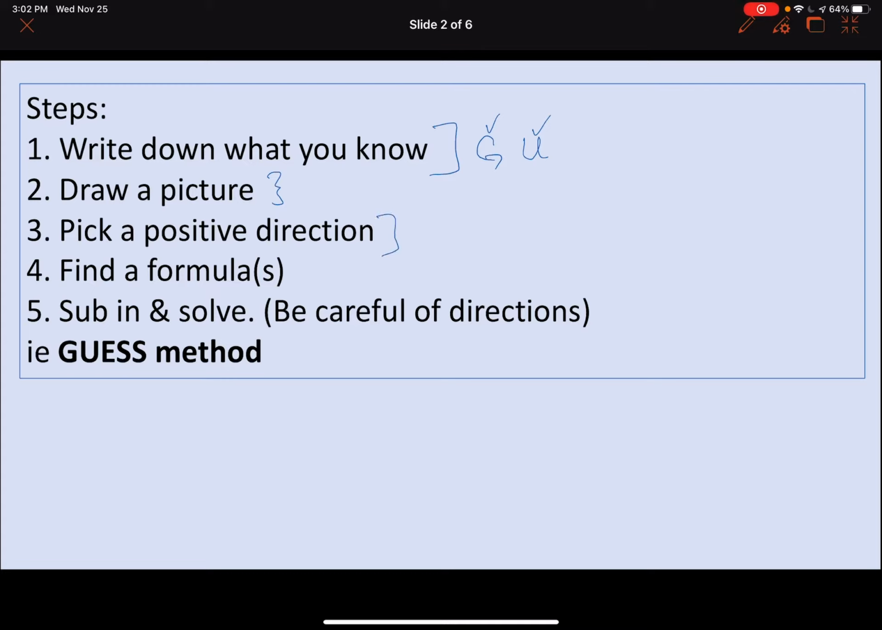We're going to choose an equation. So here's the E. This is the GUESS method that I'm kind of building up here, right? Then we're going to sub in and we're going to solve, and there's your S's.